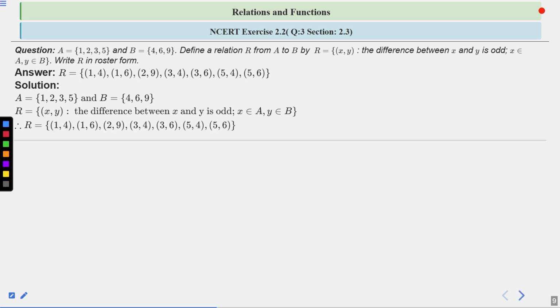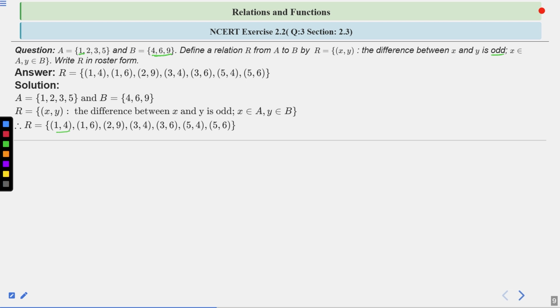So starting, take x as 1. Now what element are you going to take from set B so that the difference must be what number? Odd number. So quite simple. 1 minus 4 is what? Minus 3, which is an odd integer. So what about 2 and 4? Can you take 2 and 4? No. Why? 2 minus 4 is minus 2, which is an even integer. But we want an odd number. Clear? So we cannot take 2 and 4.